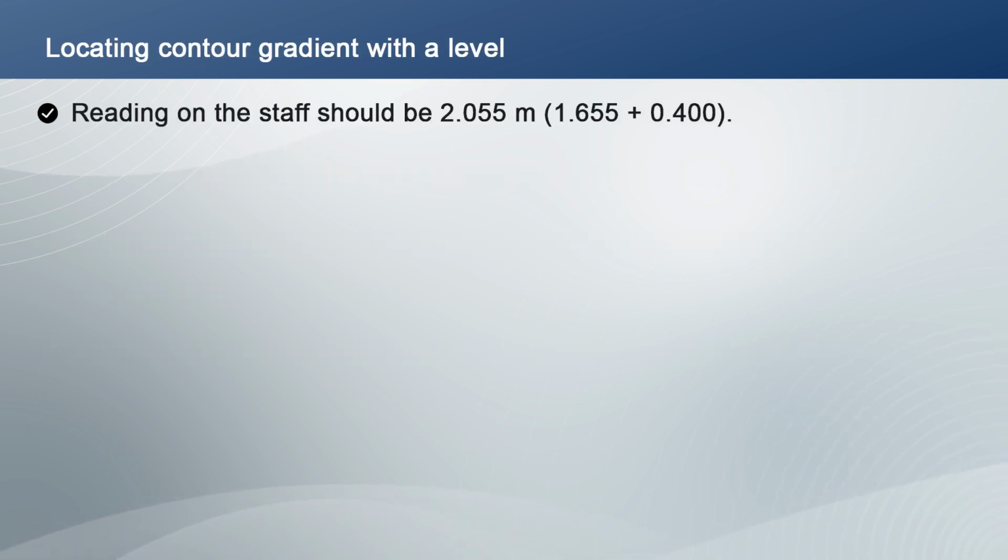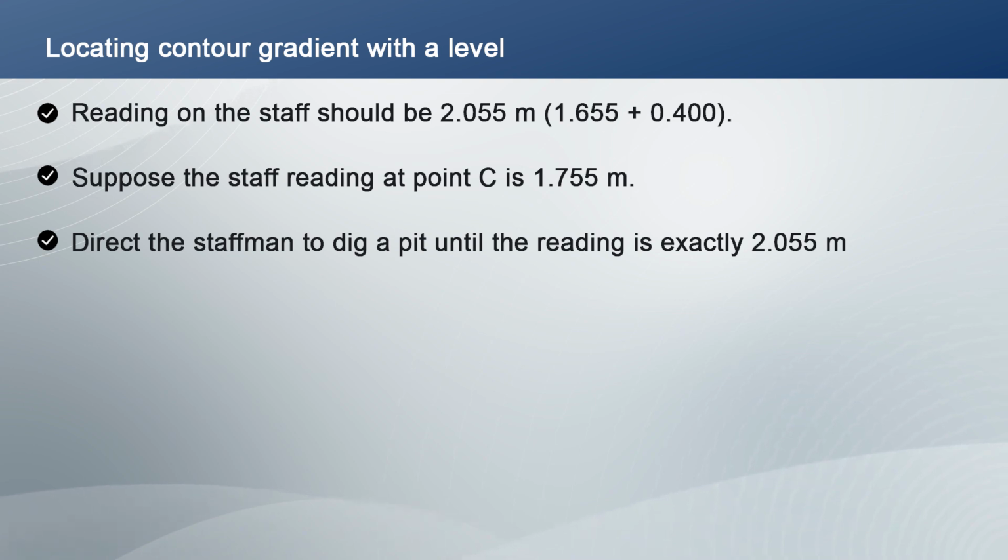Now, the reading on staff must be 1.655 plus 0.4 equal to 2.055 meter. Let us suppose that the staff reading at C is 1.755 meter. The staffman will be directed to dig a pit such that the reading on the staff when held vertically becomes exactly 2.055 meter. In this way, a number of points of the contour gradient are located before actual construction of the road or railway may be started.